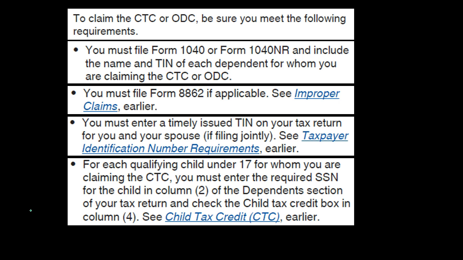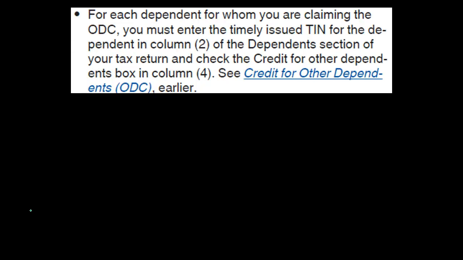So we're going to basically have to enter that information into the tax return and make sure that we have the proper information in there, including typically the social security number. Next item, back to the text. For each dependent for whom you are claiming the ODC, which is the other dependent credit, again, we're focusing here on the child tax credit, but they're kind of related when you read through the items, because you would first think child tax credit, then if not, then the other dependent credit. Back to the text.